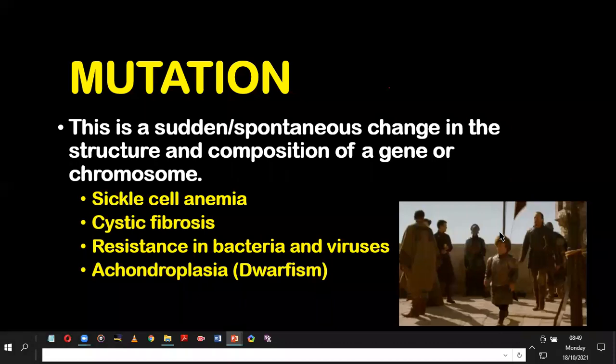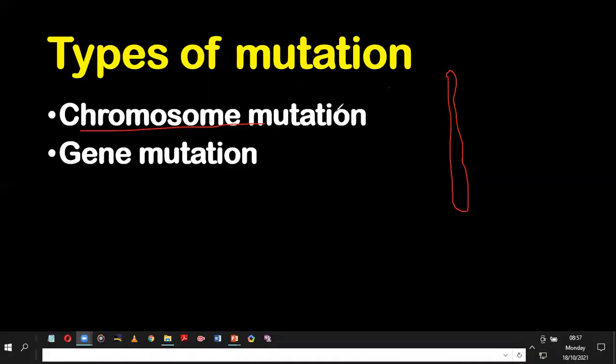Okay? Yes. So types of mutation. Can I receive some queries? So like I told you, we have 2 types of mutations. Number 1, the chromosomal mutation, and the other one is gene mutation.